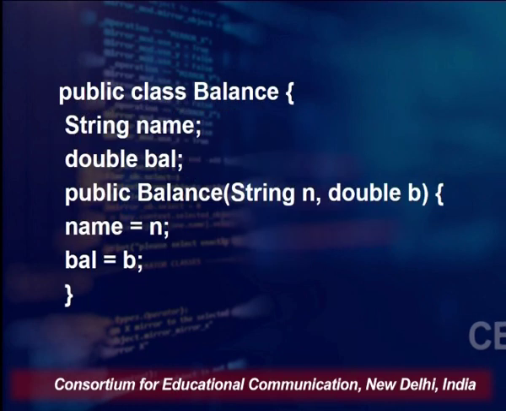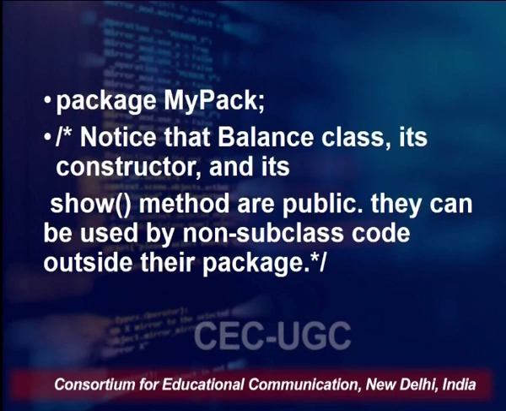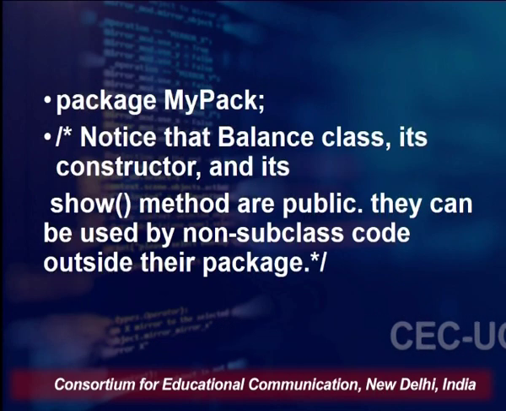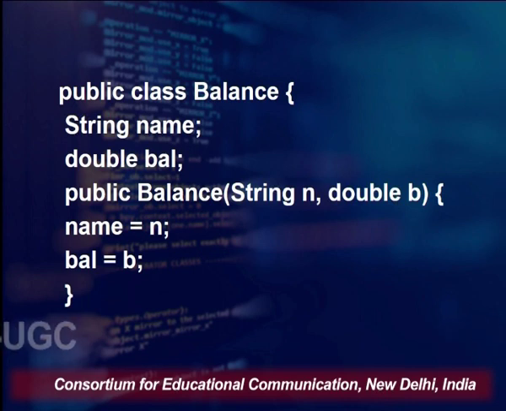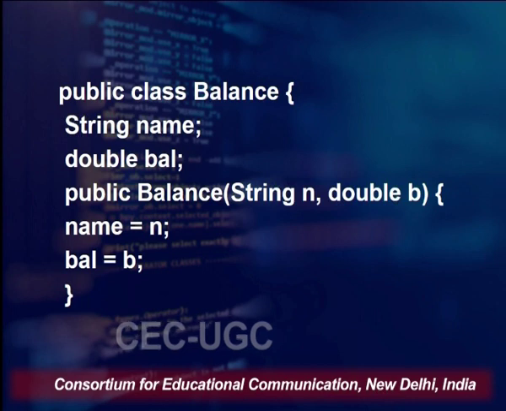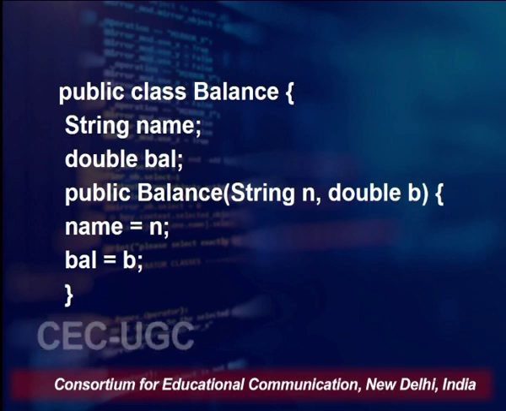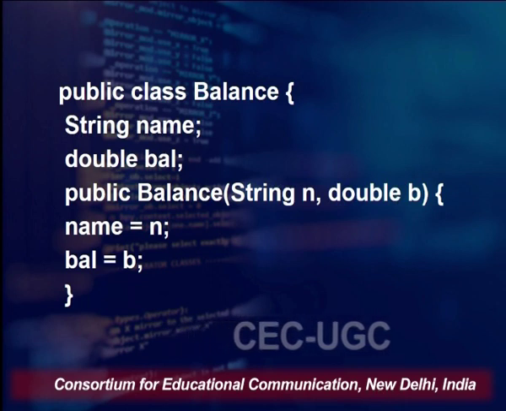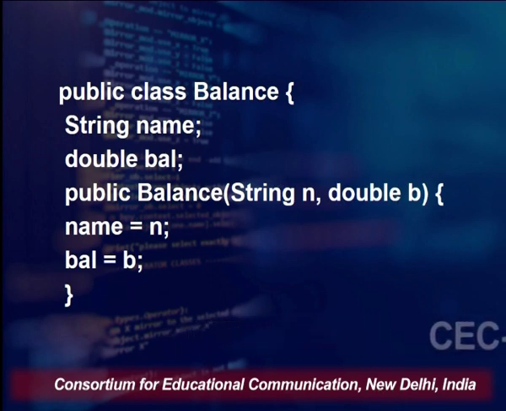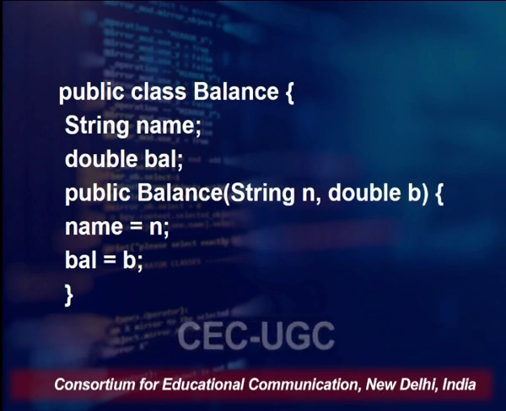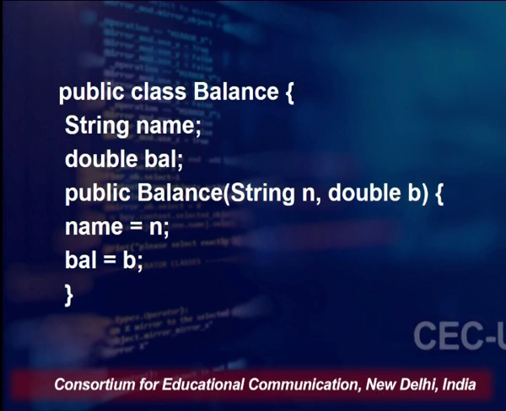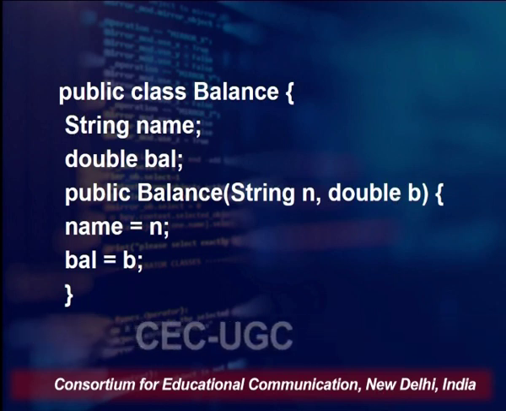And let us see how this program goes on. The first statement of the program is about this package mypack. That means we have created one package in the name of mypack, and whatever we write below the statement package mypack is going to belong to this mypack. So, here we are going to write a public class Balance, as you can see on the screen, and we have variables as well as a constructor, and we will have a show method.